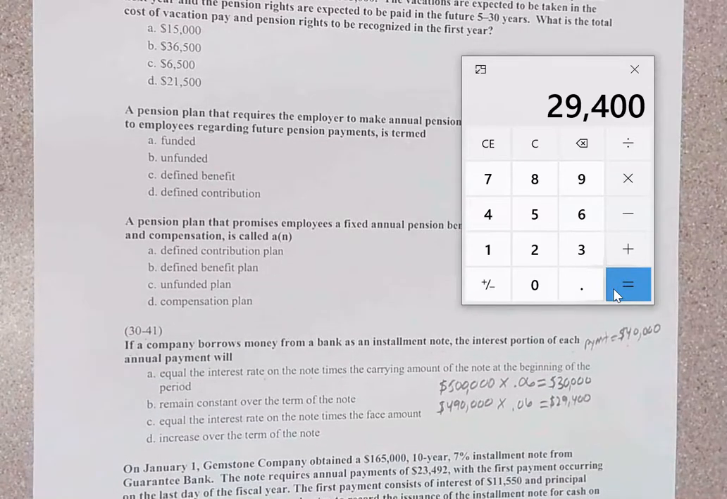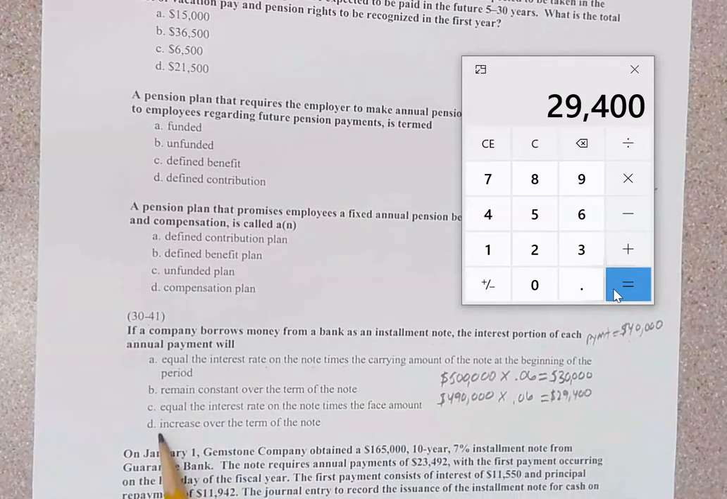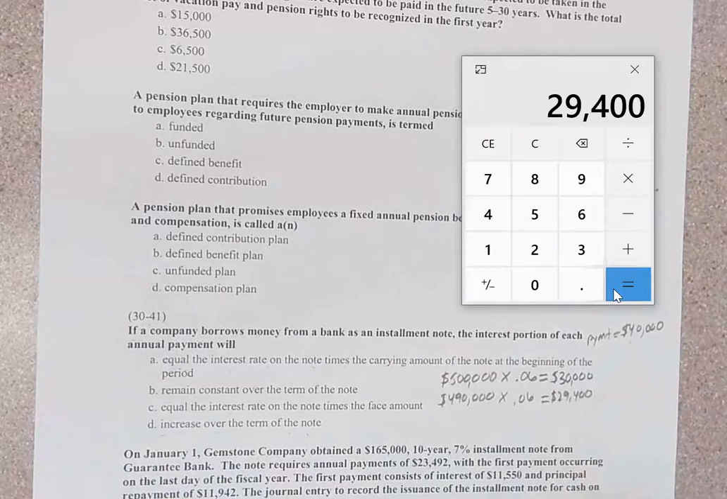So, I want you to look at choice D. Choice D says increase over the term of the note. The exact opposite is happening. The interest is going down, not up.